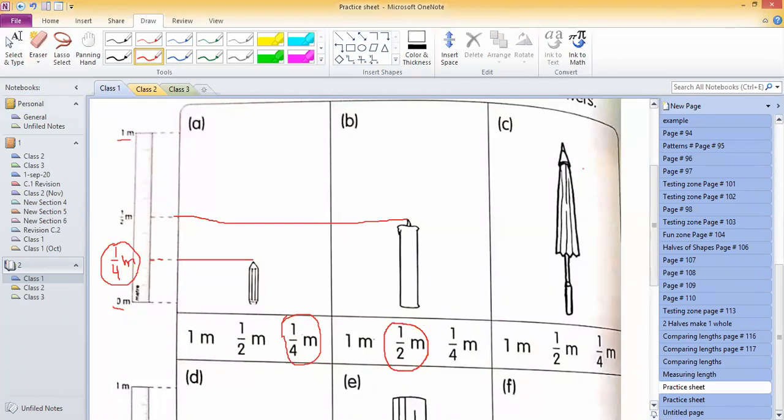Now we will check out the length of this umbrella. I'm going to draw a rough line from here. Look and tell me if it is 1 meter, half meter or quarter meter. Answer me in the chat, guys.